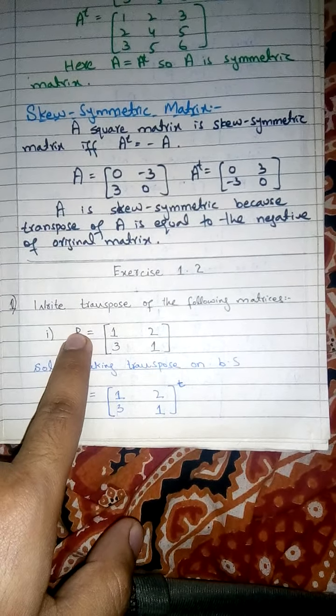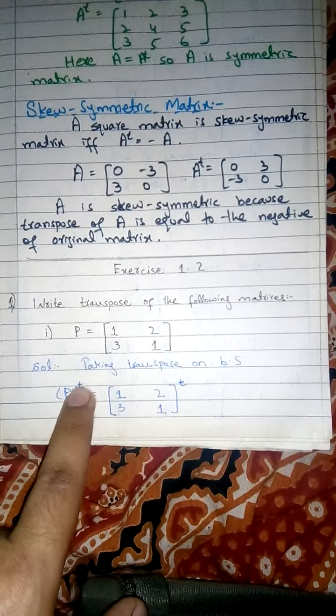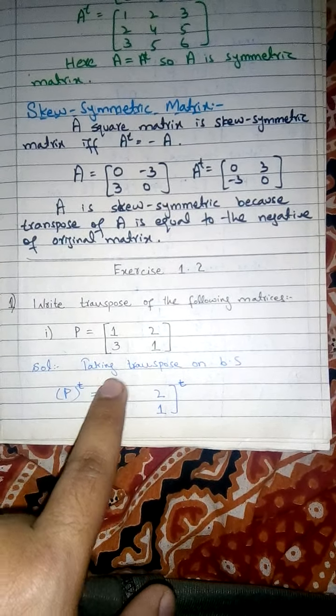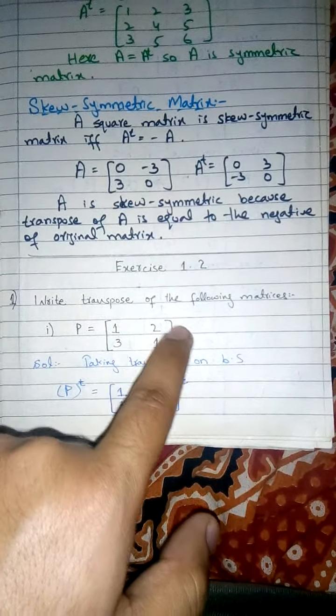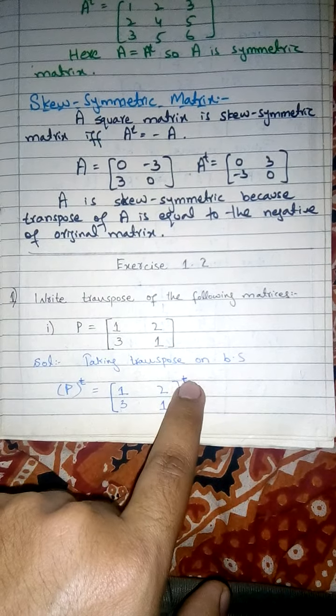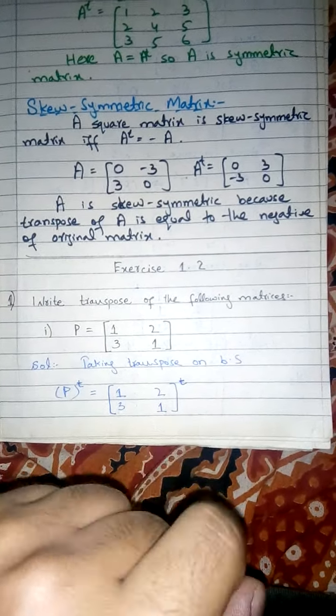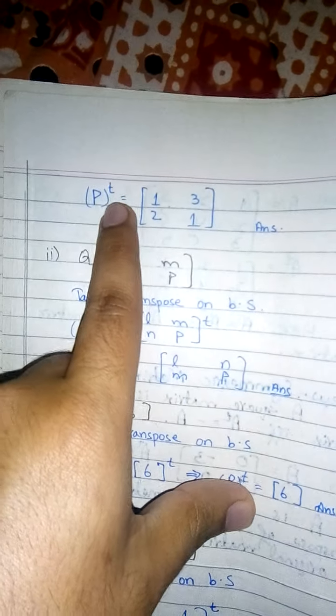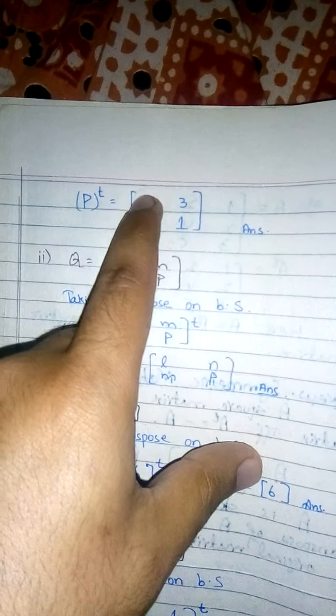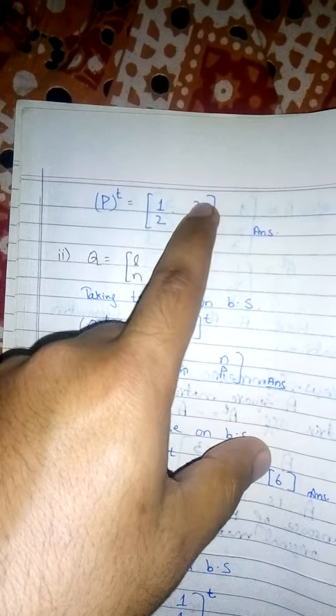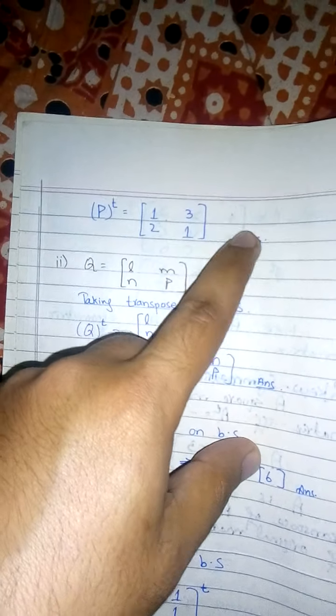So this P will convert into P transpose, and you have to take a transpose on the top of this matrix. Now if we apply the transpose, what we will get: P transpose is equal to, we will change the first row into first column and second row into second column. So this is our solution.